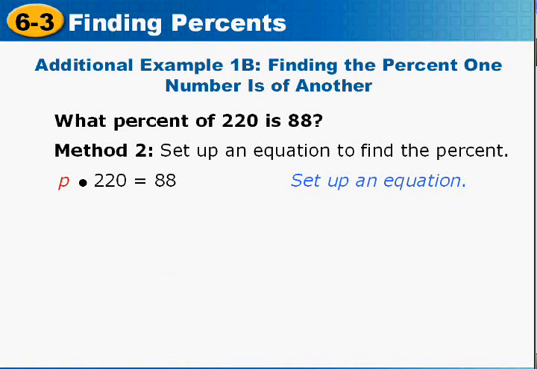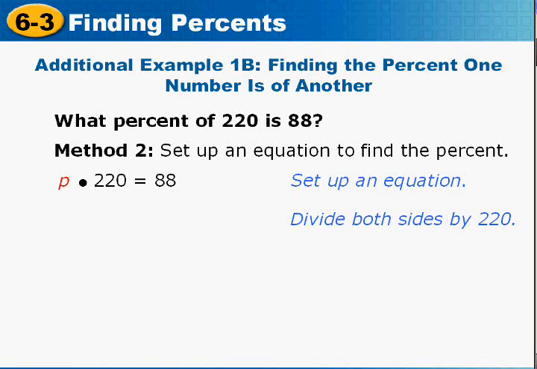So you're going to set up your equation. Of means multiply. Is means equals. So you have what percent, that's what P is, what percent of, which means multiply, 220 is, which is the equal sign, 88. So we just followed this question and plugged in everything. What percent? Variable. Of means multiply. 220 we bring down. Is an equal sign. 88 we bring down.